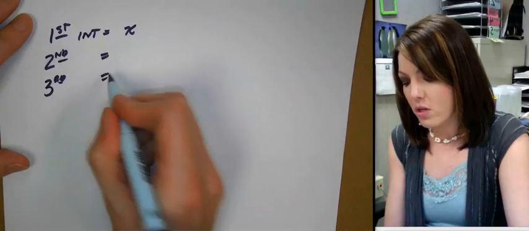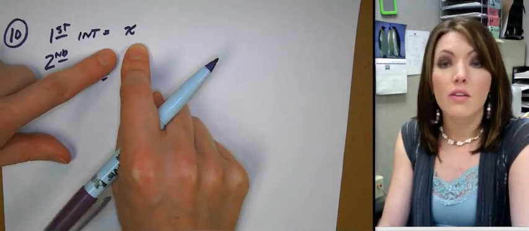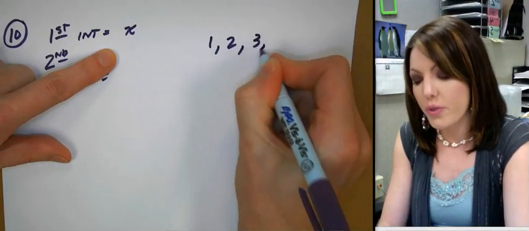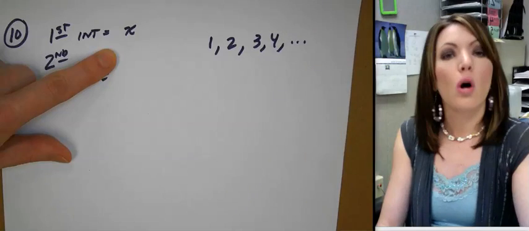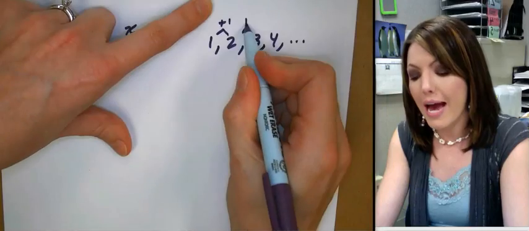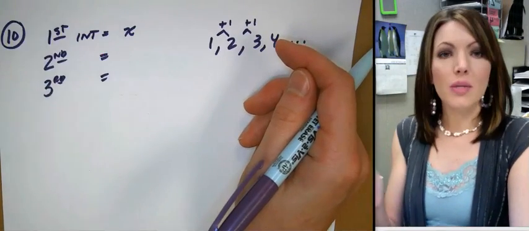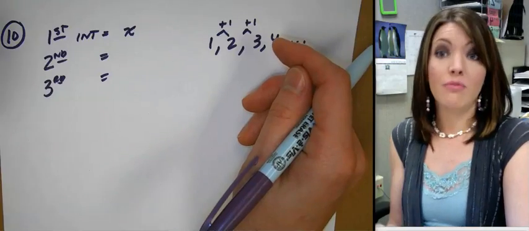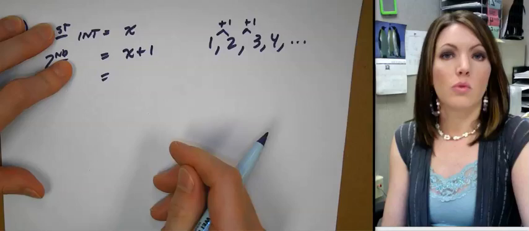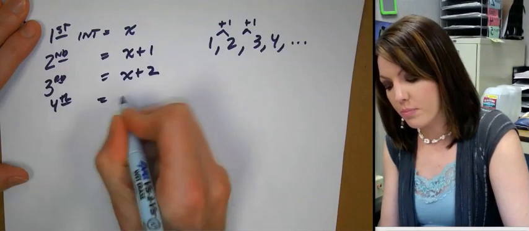Okay, so if the first integer is x, and we're talking about consecutive integers, remember consecutive just means right next to each other. So 1, 2, 3, 4, etc. Those are all consecutive integers. To get from one integer to the next, we have to add 1. If we're starting at x, to get to the next consecutive integer, we add 1 to x. So we would get x plus 1, right? Then the next one would be x plus 2. Then the fourth one would be x plus 3.